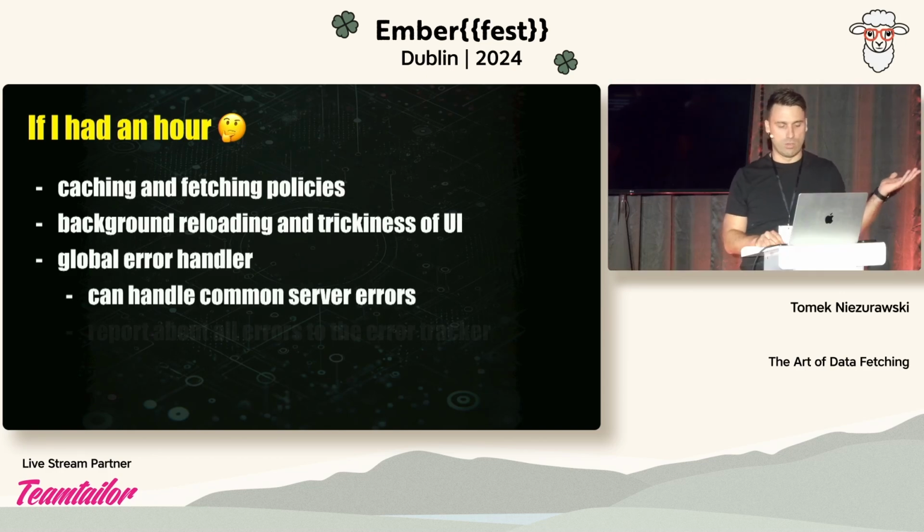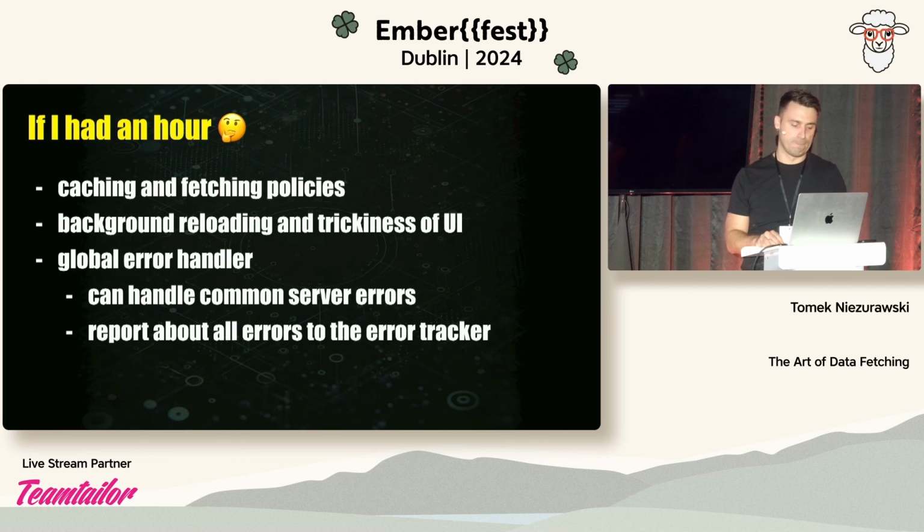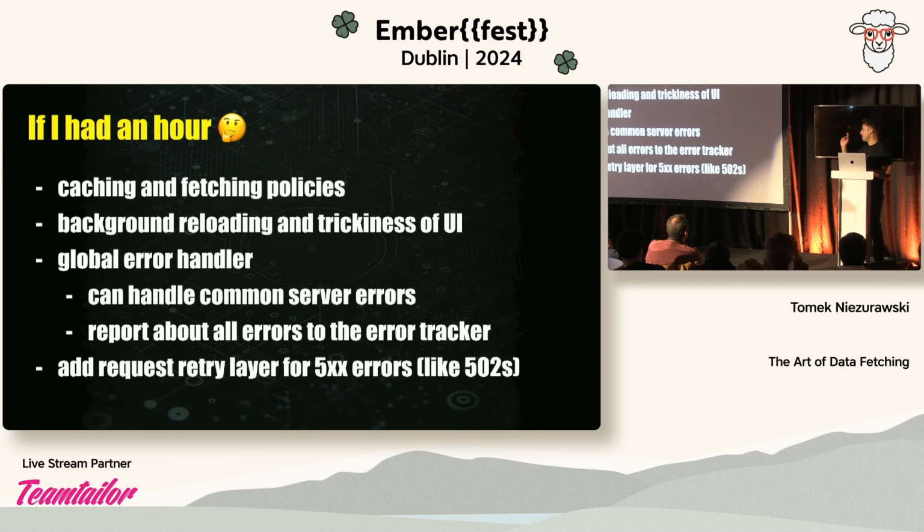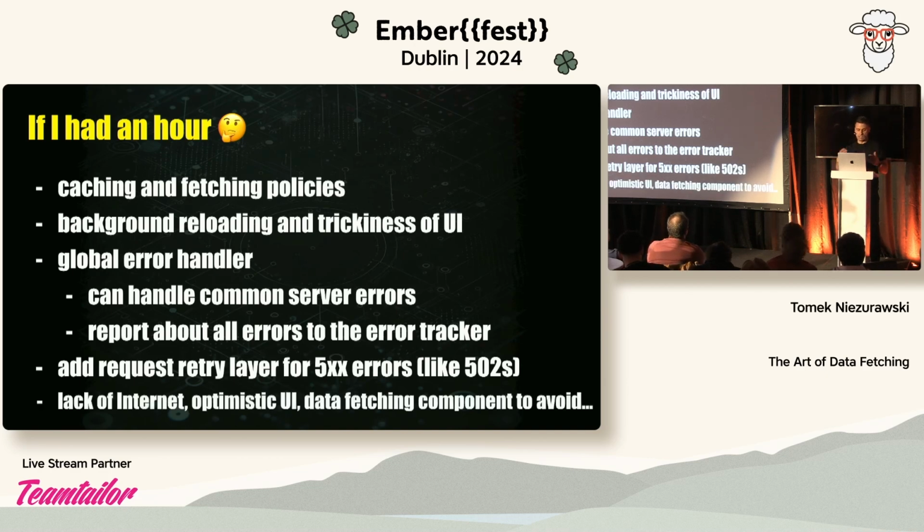Global error handler: how to handle common server errors, report the errors to our error tracker, and what to maybe dismiss. And this is a big one: if you work with microservices and have decent servers, add a request layer to retry errors in the 500 family, I'm thinking about 502 especially. Lack of internet connection, we can definitely handle that. Optimistic UI, and what it means to fetch data from the components and maybe avoid using services for that, which is also controversial, but one controversy is enough for a talk.